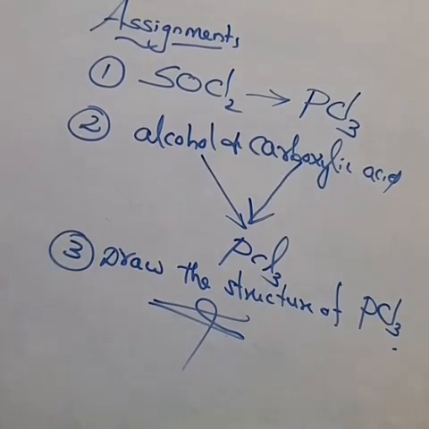The remaining portion, the structure and preparation of oxo acids of phosphorus, you also have to learn thoroughly from the next class. So today you have to learn the preparation of phosphorus trichloride from thionyl chloride, then some reactions of phosphorus trichloride with ethyl alcohol and carboxylic acid. And one more point, the structure of phosphorus trichloride.